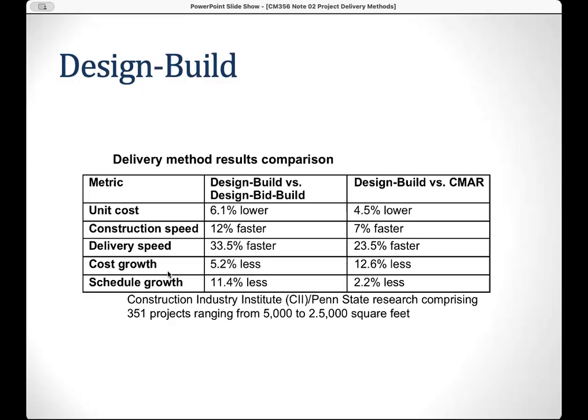So the cost growth: the DB is able to reduce your cost growth, and the DB is also better than CM at risk. Schedule growth is better in the DB, and also DB is better than the CM at risk. So that's currently the idea. The design-build is a good option for project delivery. It's better than the DBB, and also it's better than CM at risk.